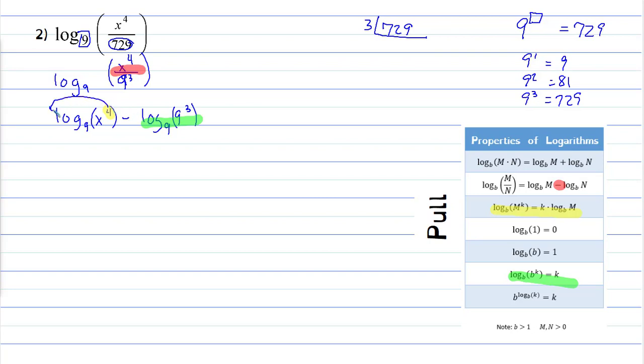So the 4 is going to come forward, gives us 4 log base 9 of x minus, these cancel, the log base 9 of 9 cancels, leaving us just that power. So that's your answer.